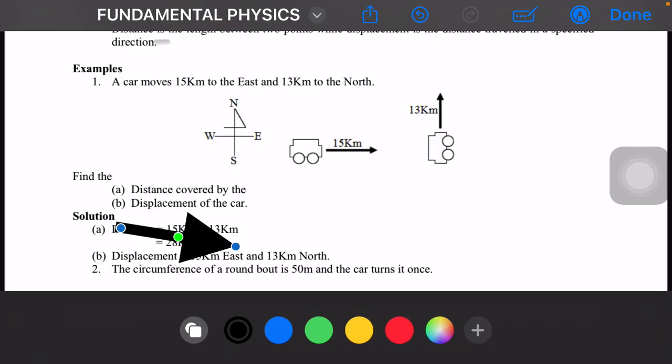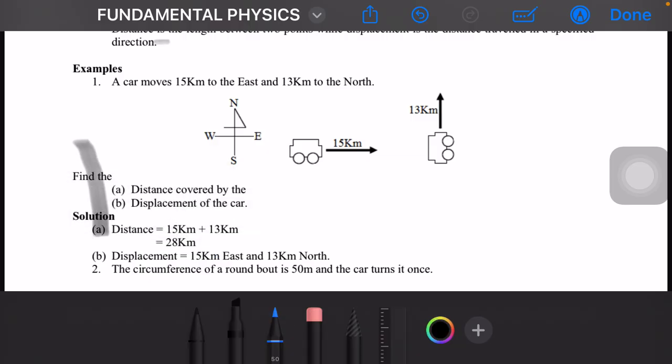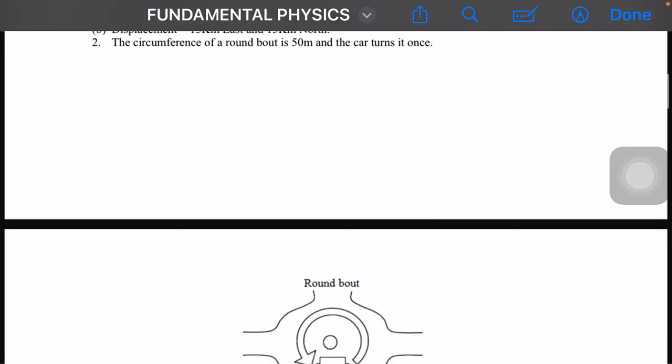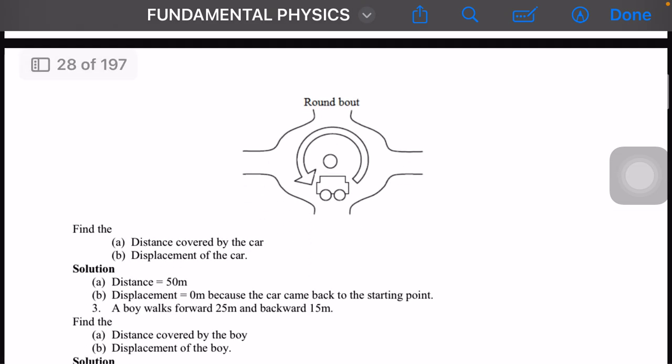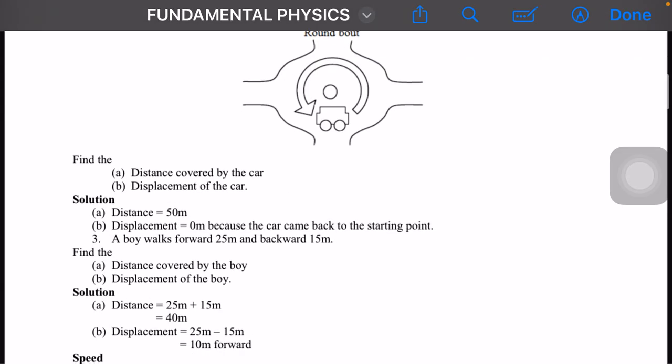Then we go to example number 2. The circumference of a roundabout is 50 meters and the car turns it once. Okay, I've been asked to find the number 1 question there.